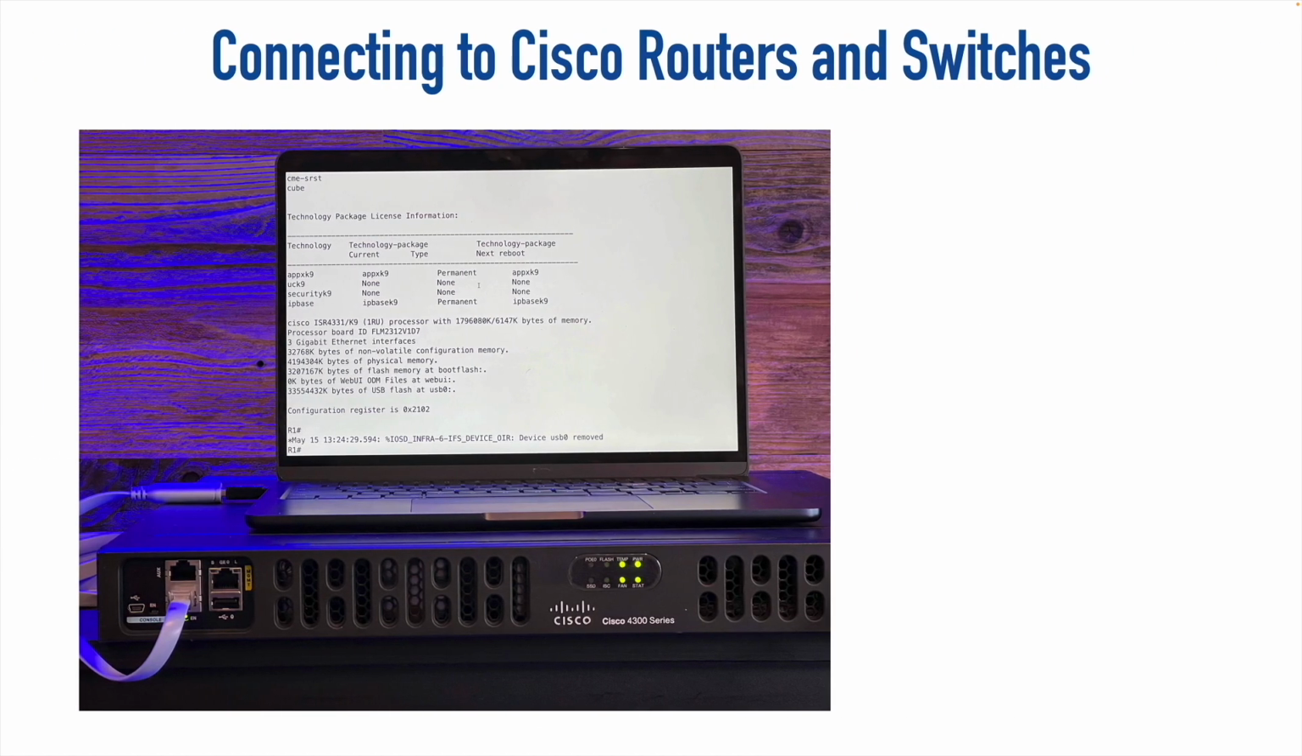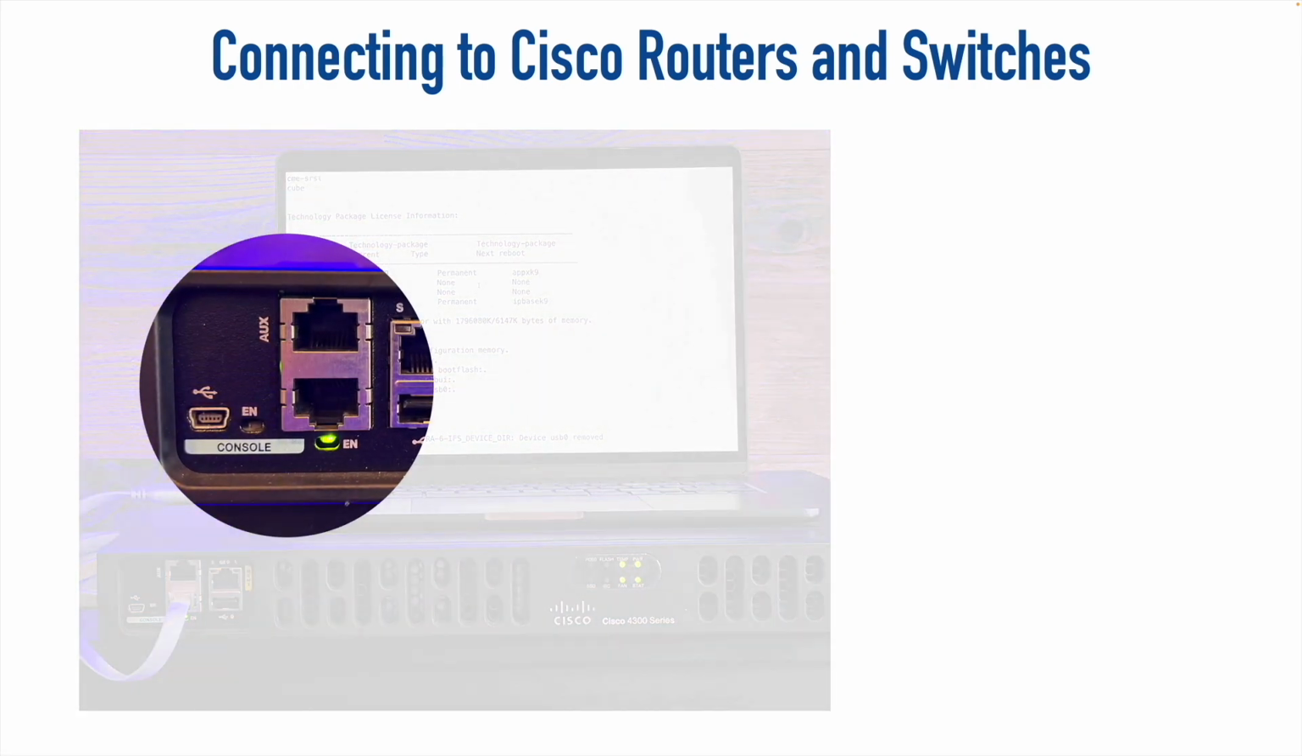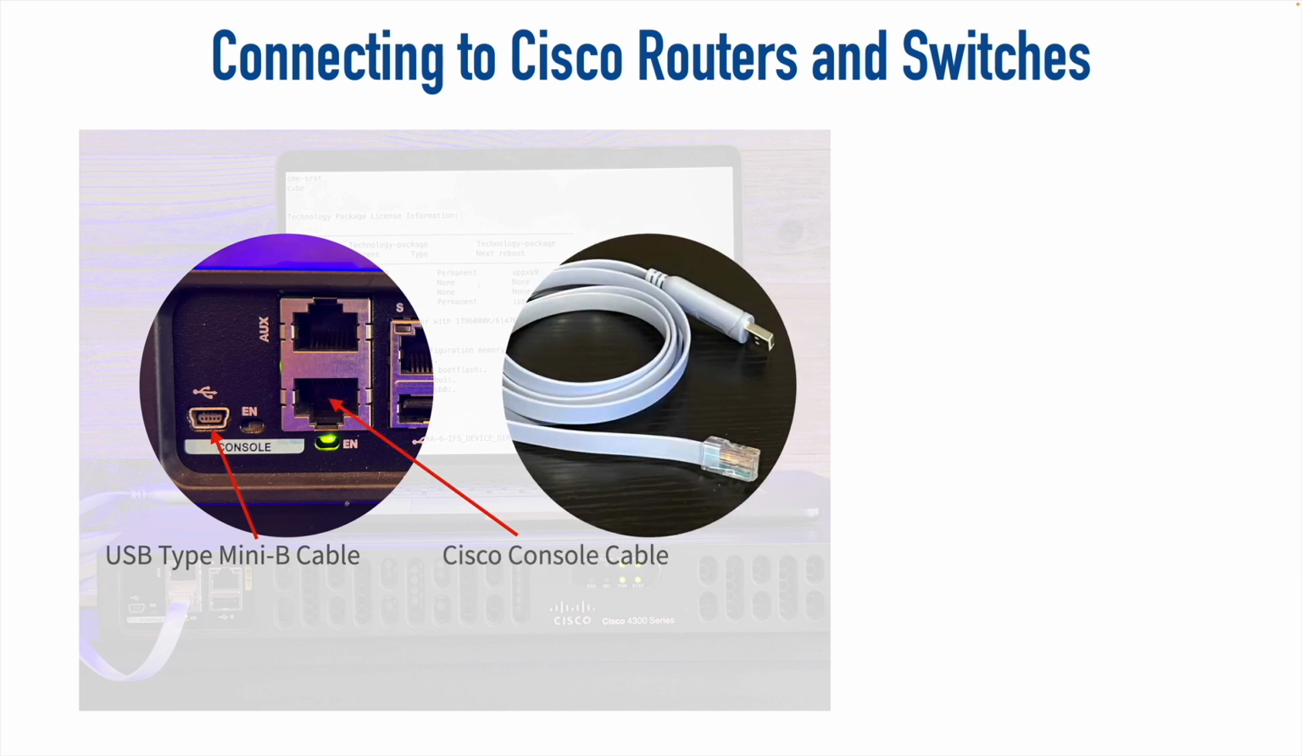Here we see a Cisco 4300 series router, and I've got my MacBook Air plugged into the console cable coming out of a USB port, because today's computers don't typically have serial ports on them. I'm going through a USB to serial adapter, and I'm going into that console port. Or I've also got a cable where I could plug directly into a USB type mini B port. But in this example, I'm going into that console port using a console cable.